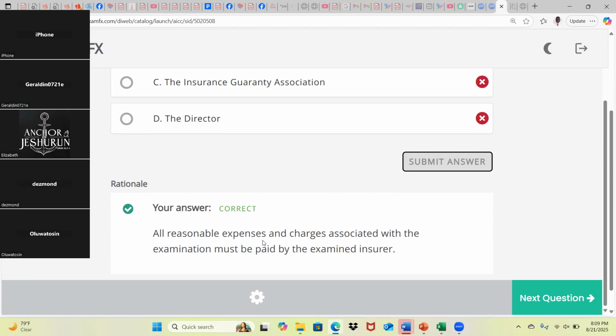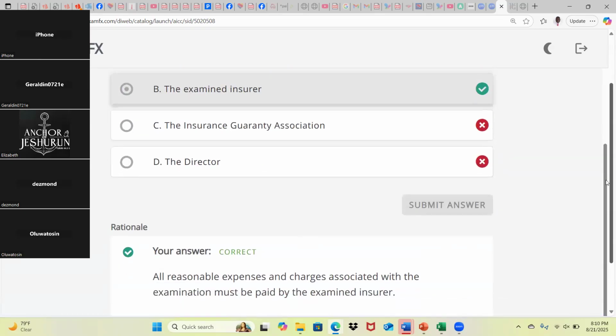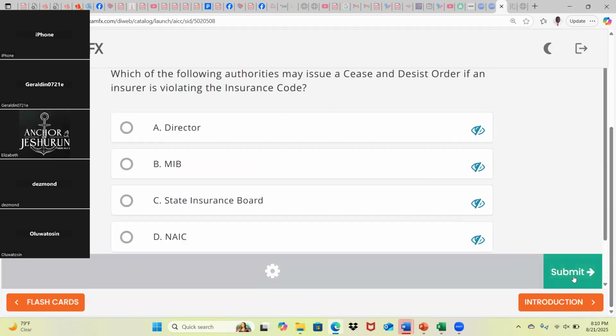When you go take a test in the hospital, will the state pay for you? That's a very good way to put it. All reasonable expenses and charges associated with the examination must be paid by the examined insurer. Very good. Let's go to the next one.